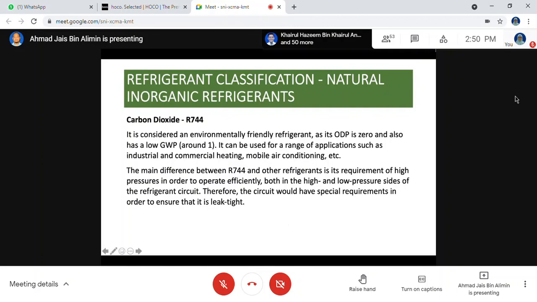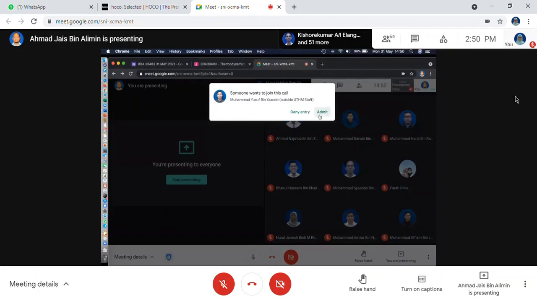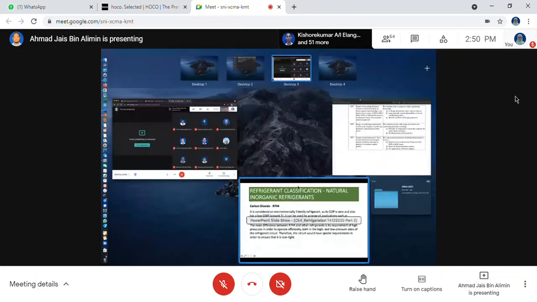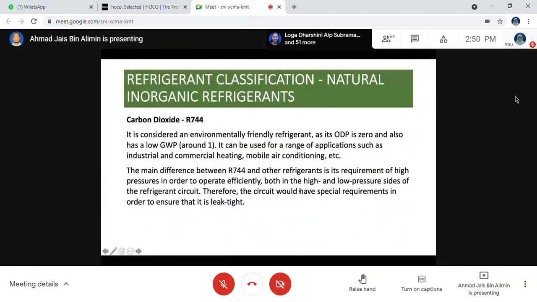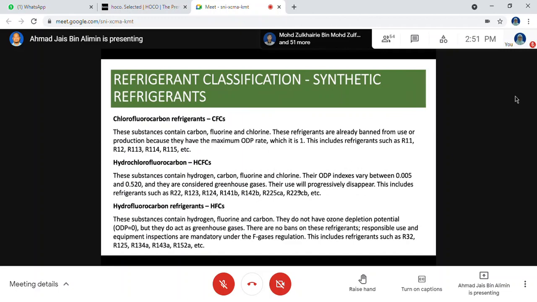The difference between CO2 refrigerant and the other types of refrigerant is the requirement of high pressure for it to operate effectively. And when we say high pressure, it means that the pump and everything, the compressor and so on, will need to be able to provide the required pressure for the system to operate. Okay, and then we have what we call the synthetic.